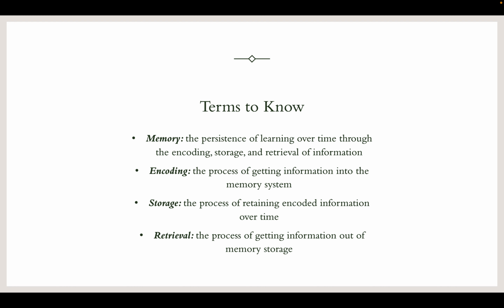First we're going to go over the important definitions of studying memory, and then we're going to get into some of the different processing models of studying memory. So memory is the persistence of learning over time through the encoding, storage, and retrieval of information. We talk a lot about memory, and memory is very closely linked to learning, which was chapter 6, and so we're going to rely a little bit on that as we go through this.